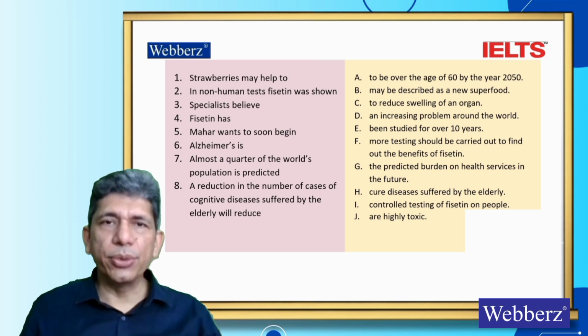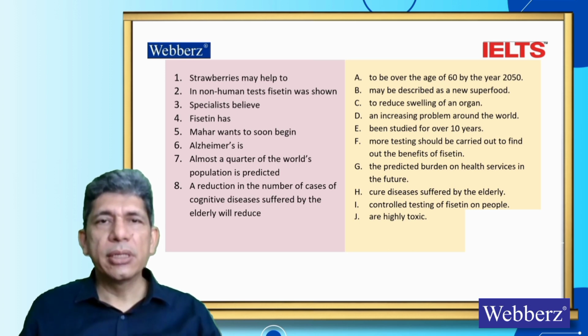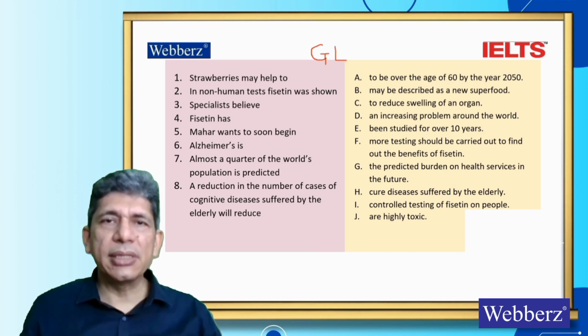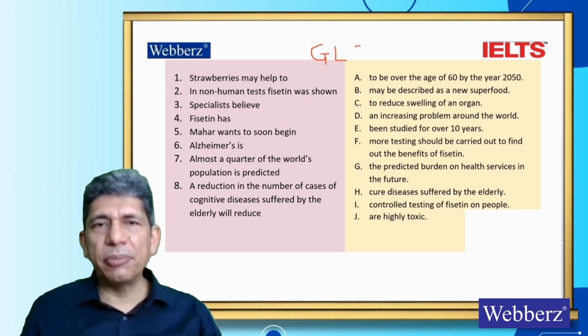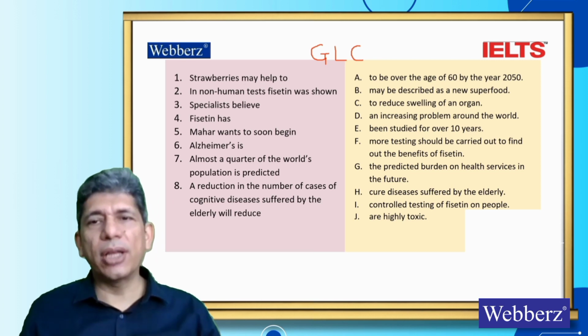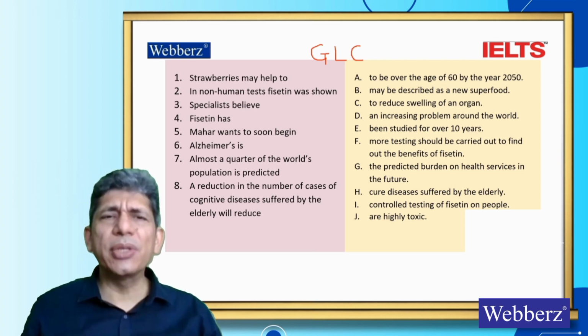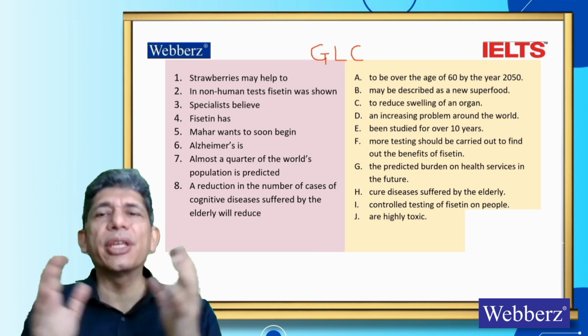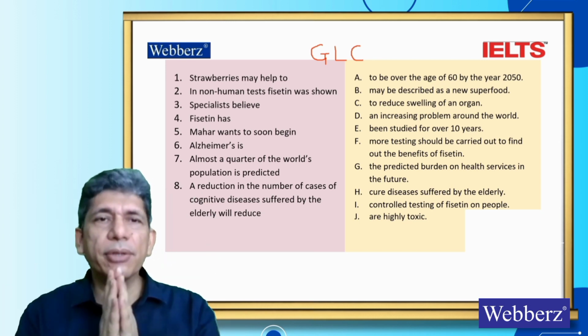So what we will use is grammar. Let's call it G. We will use logic. Let's call it L. And we will use common sense, which is the same thing, and it comes out to be C. Grammar, logic, and common sense. By just using this, we will start to fit the things together to see how it moves.